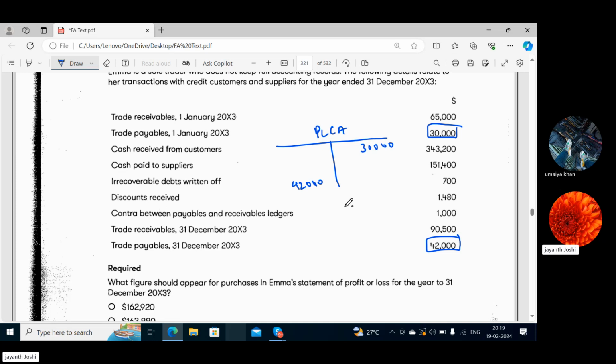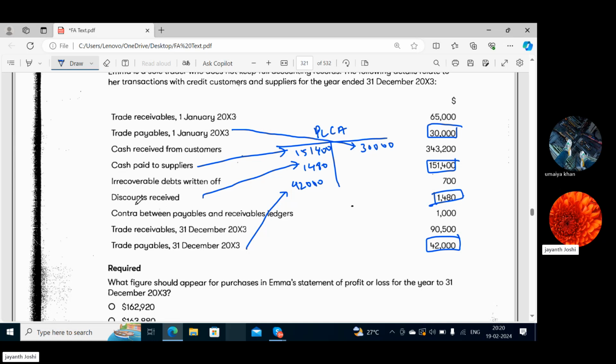Now, cash paid to the payables, or we can say suppliers, is 151,400. That is the amount of cash paid. So that will also come in the debit side. Discount received, that means it is decreasing the payment to be made to them. So that will also come in the debit side, 1,480. So that is cash paid to supplier. This is discount received. This is closing balance and this one is opening balance.